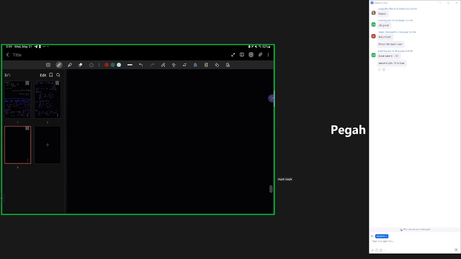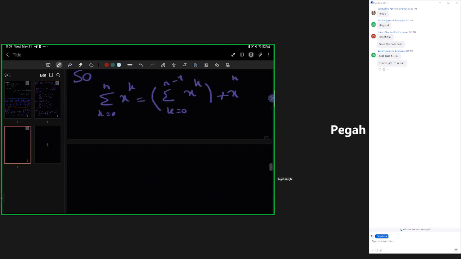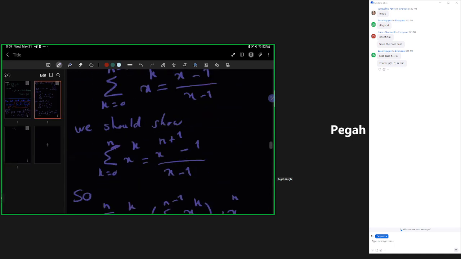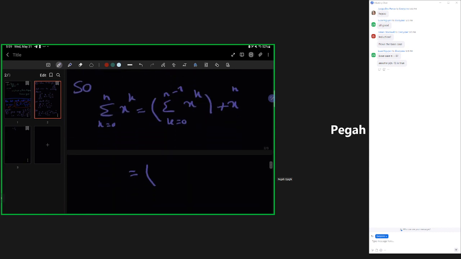Let's see. Okay, so then this is going to be equal. I assume this is true. If this is true, it's going to be xn minus 1 divided by x minus 1, and then plus xn here. So this is considered by the induction hypothesis.